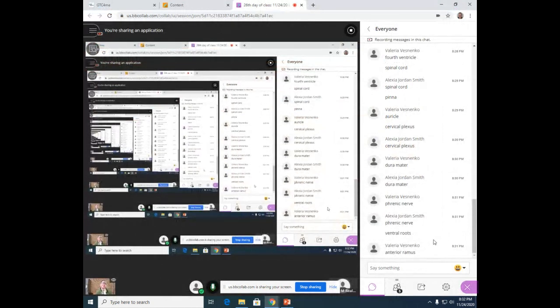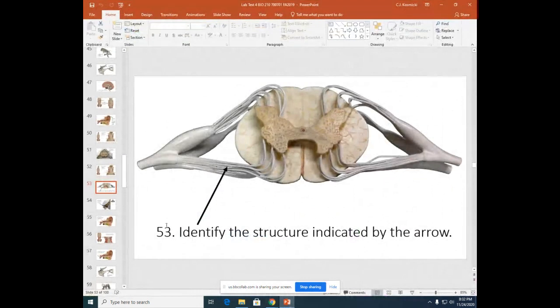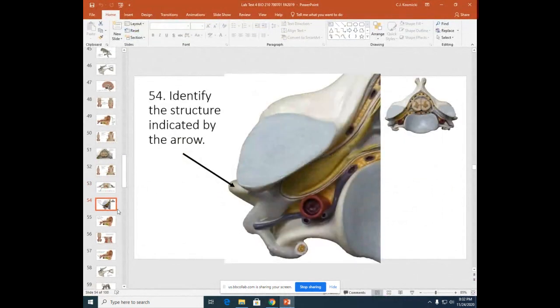Good. Not the anterior ramus. The anterior ramus is after the spinal nerve. The sensory comes from the posterior. Say that one more time. The sensory comes from the posterior. Yes, sensory neurons travel in the posterior roots.